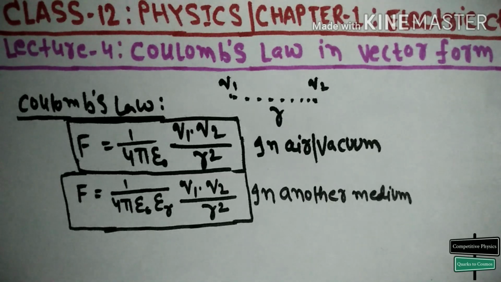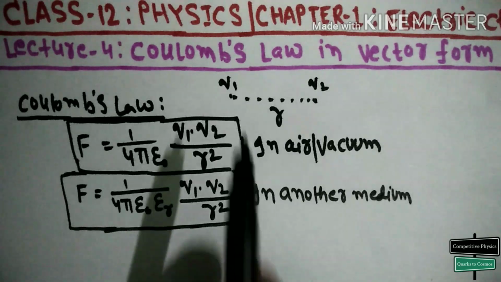In the previous lecture, I have discussed Coulomb's law. Coulomb's law states that the force of attraction or repulsion between two charges is directly proportional to the product of the magnitude of the charges and inversely proportional to the square of the distance between them.